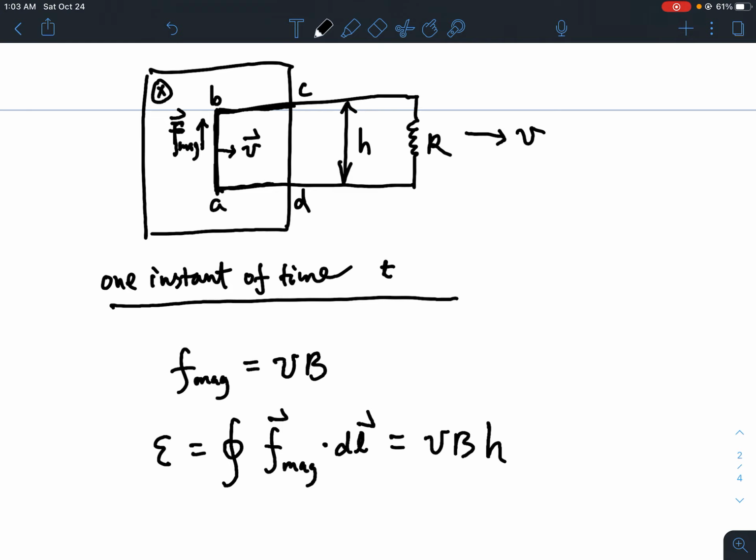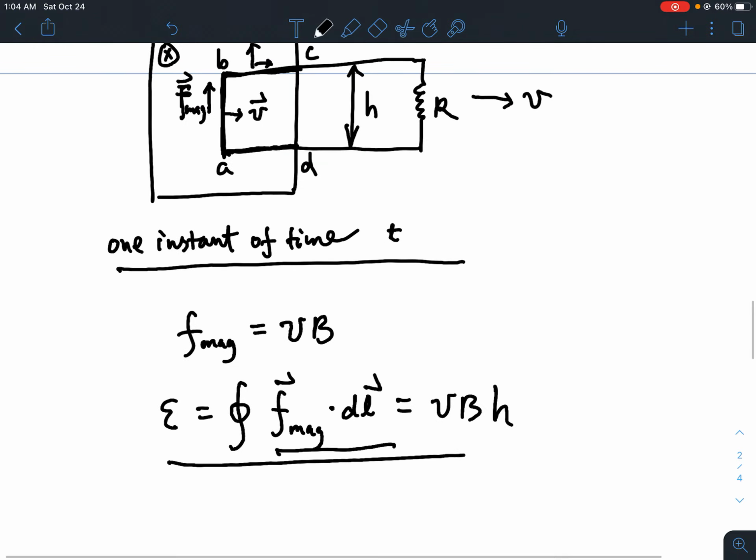For the segments BC and AD, the horizontal ones, they contribute nothing because the force is perpendicular to the wire. The force is still this way, but dl is pointing along the horizontal direction. So when you do this dot product, it has zero contribution. This is how we calculate the EMF.